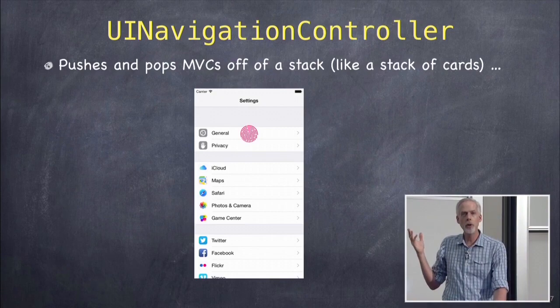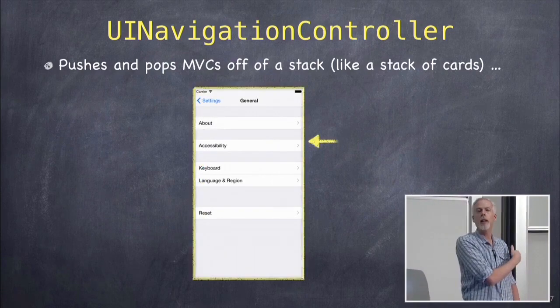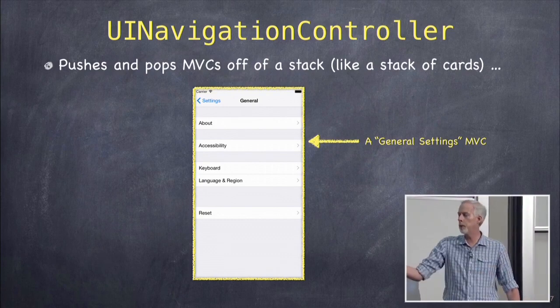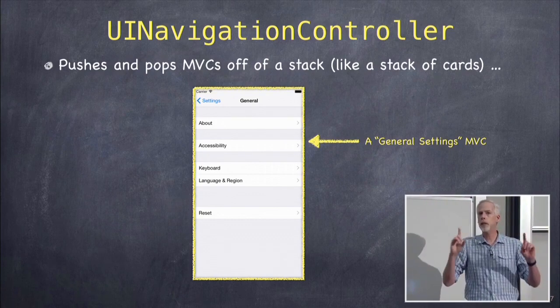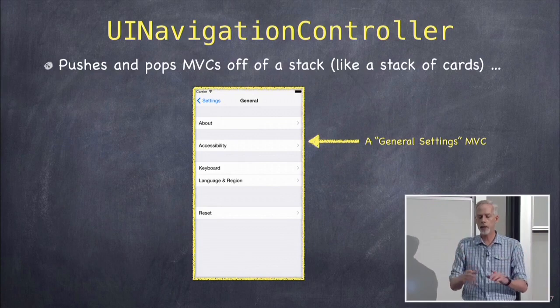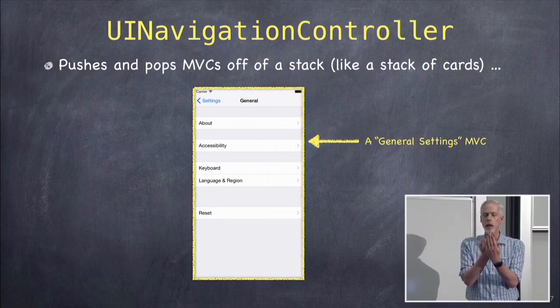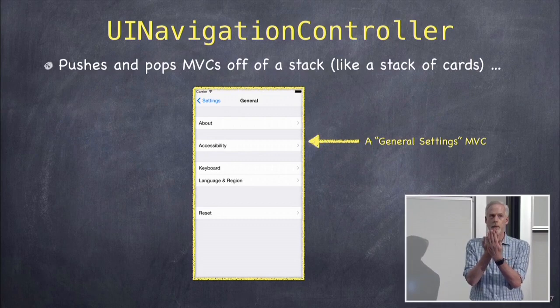All right, so if I click in this table view, actually, if I click on General right there, then a new MVC is going to slide in on top of that All Settings one. Now the All Settings one is completely non-visible, but it's still there. This is like a stack of cards where I've put a new card on top. The other card is no longer on screen. You won't see it anymore. It's gone, but it still exists in memory in the navigation controller.